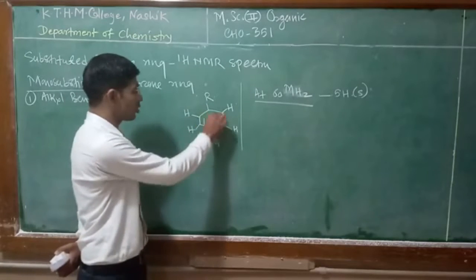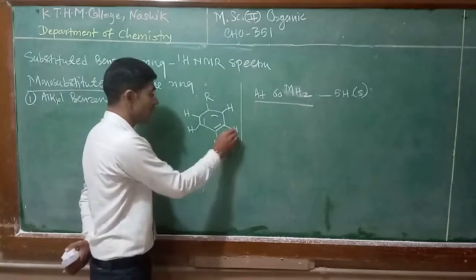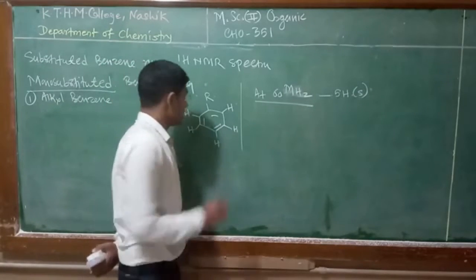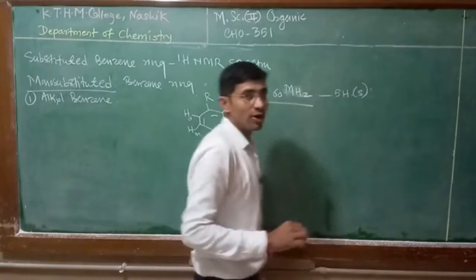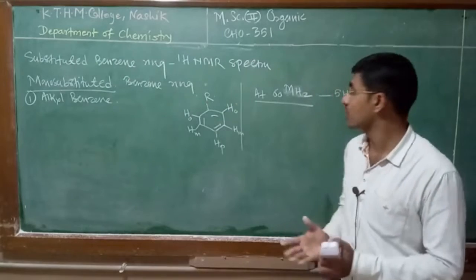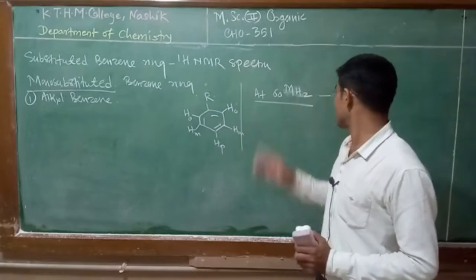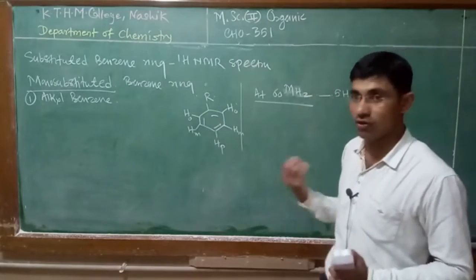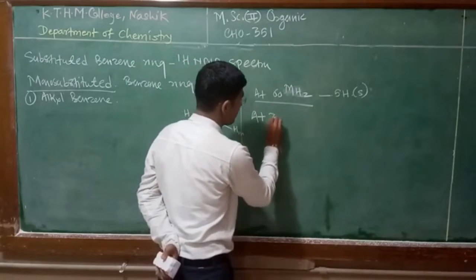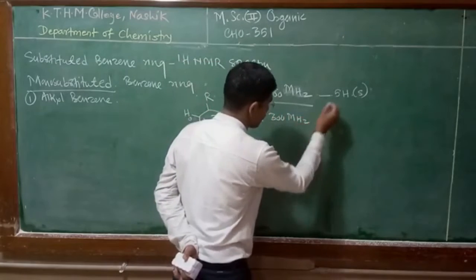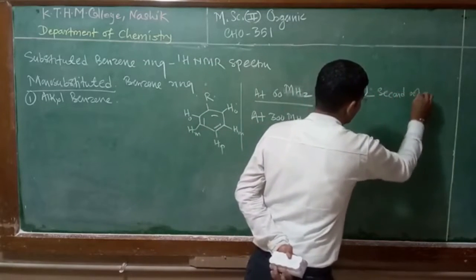At low field, all the protons are not chemically equivalent here. When the R group is present in a monosubstitution pattern, this is the ortho protons, this is the meta, and this is the para protons. All are not chemically equivalent, although they give the same signal, a single resonance peak in 1H NMR at the 60 MHz instrument at low field. When you increase the magnetic field to a 300 MHz instrument, this spectrum is nothing but a second order spectrum.